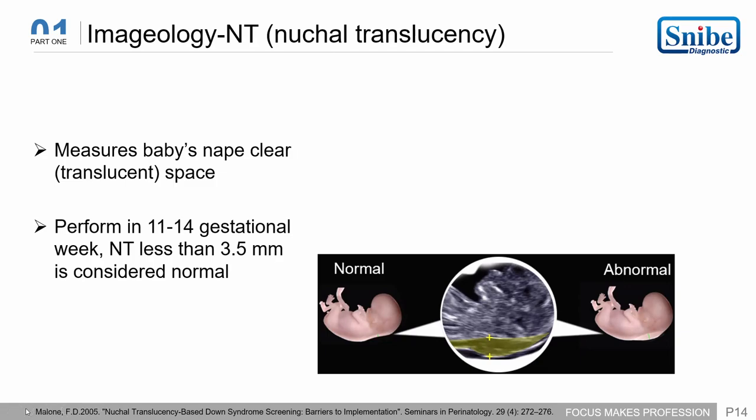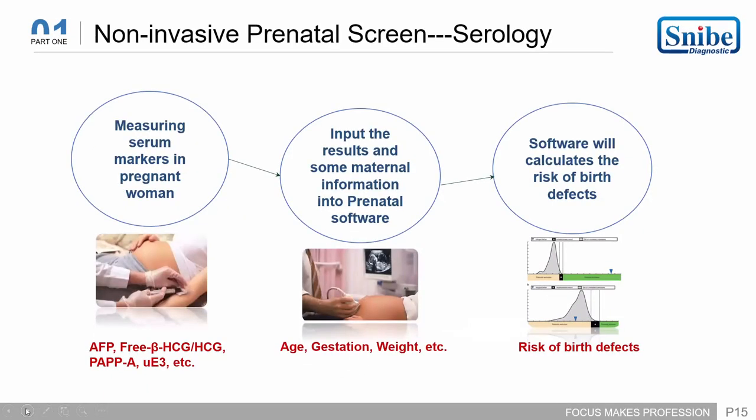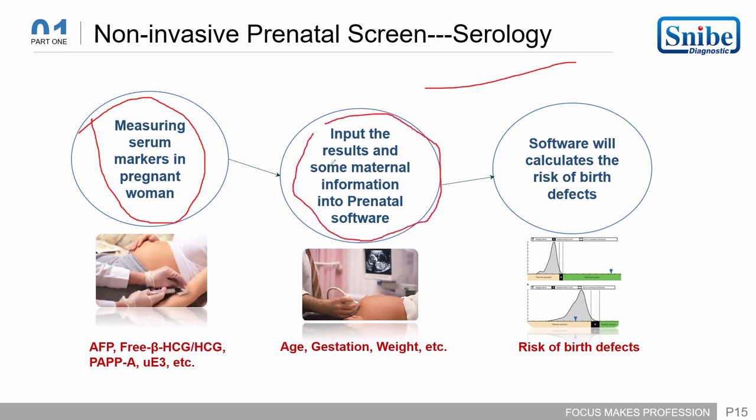Next is non-invasive prenatal screening from serological testing, like measuring serum markers in pregnant women at an early stage. They input the results into maternal information or prenatal software. That is another important step for prenatal screening. The software then calculates the risk of birth defects. This is the birth defect risk analysis through the software.